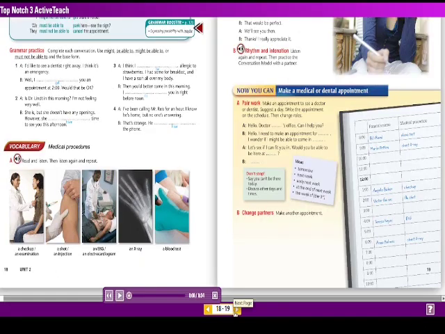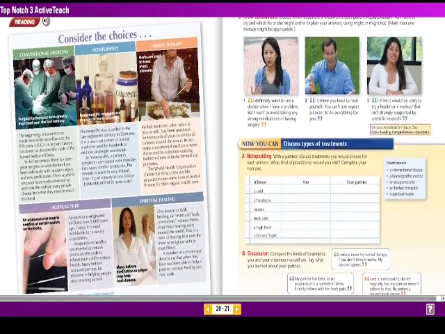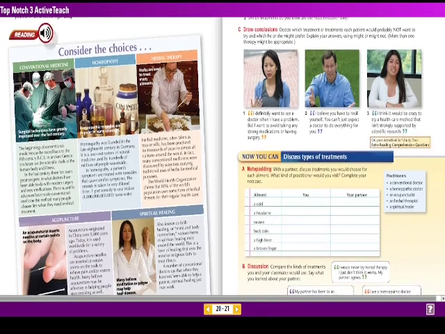Okay. Now, lesson 3, discuss types of treatment. Okay? What do you do when you get sick or you're in pain? Do you treat the problem yourself or do you see a doctor right away? This is a controversial topic, so be careful. And we have in here a listening on what choices you have when you feel bad. So let's listen to the choices and we're going to discuss them in class.